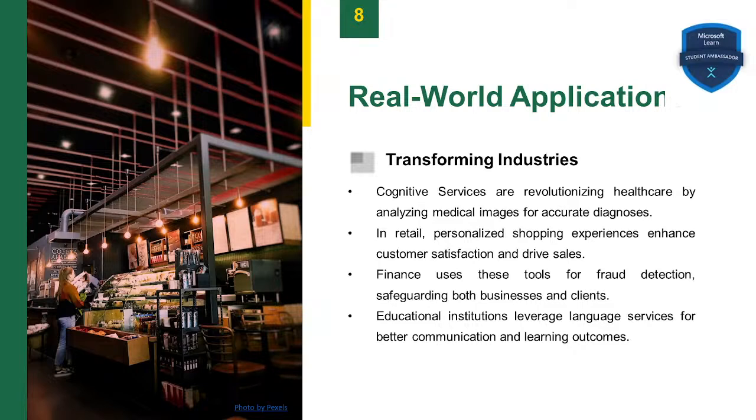In retail, companies are leveraging personalizer and search services to provide personalized shopping experiences. By analyzing customer behavior and search queries, retailers can recommend products tailored to individual preferences, leading to increased sales and customer satisfaction. The finance industry uses anomaly detector to identify suspicious transactions and potential fraud. By analyzing patterns in financial data, customers, ensuring a safer and more secure environment.